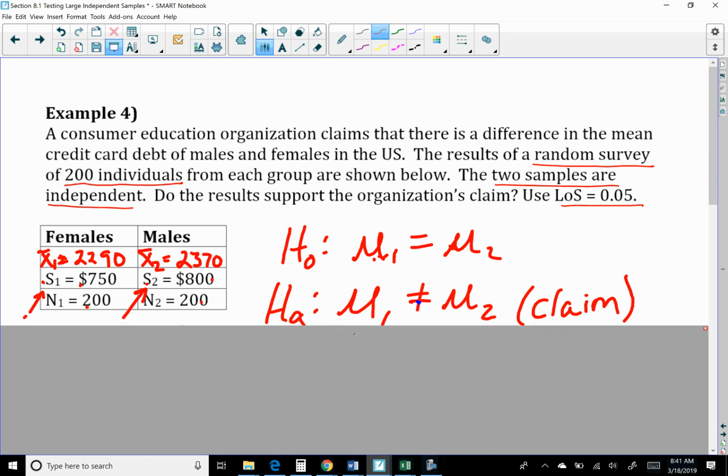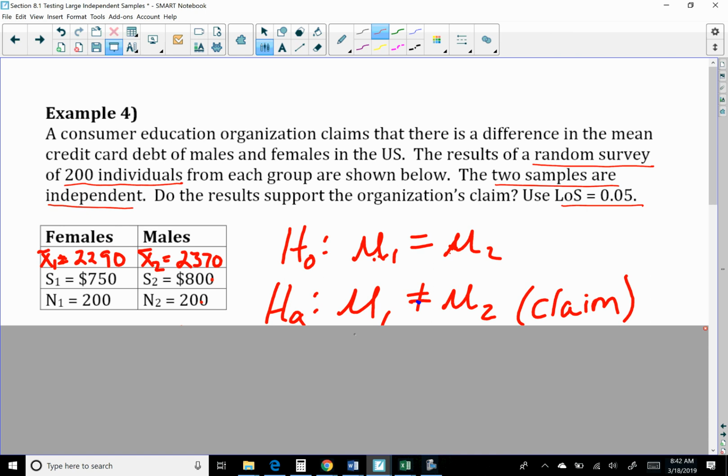So here's the information that we have. The mean credit card debt for females is $2,290. The mean credit card debt for males, $2,370. Standard deviation for females, 750. Standard deviation for males, 800. Both of them have sample sizes of 200. Our null is that the 2 populations have the same debt, same average debt or same mean debt. The alternative is that they are not the same.